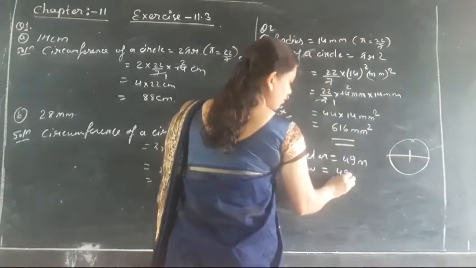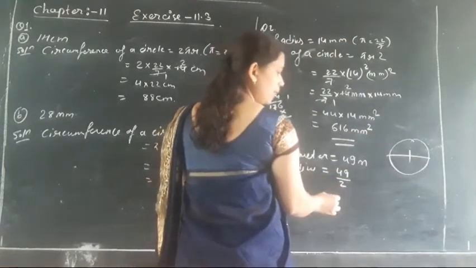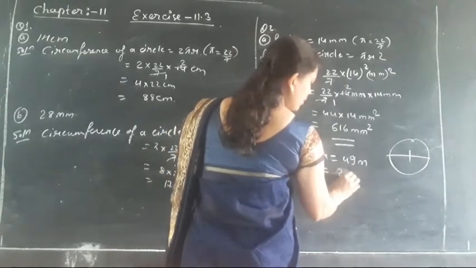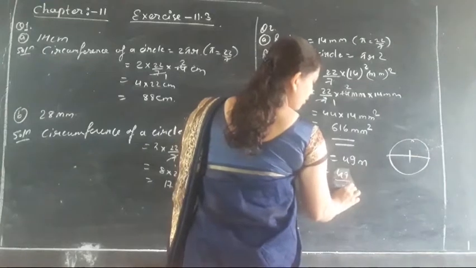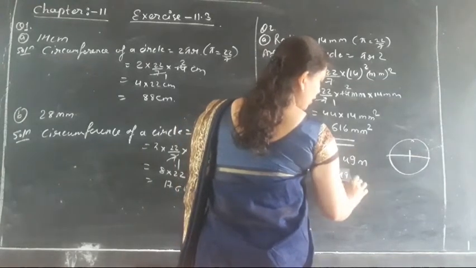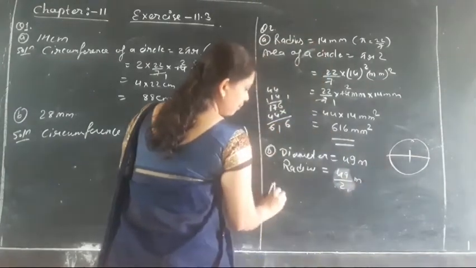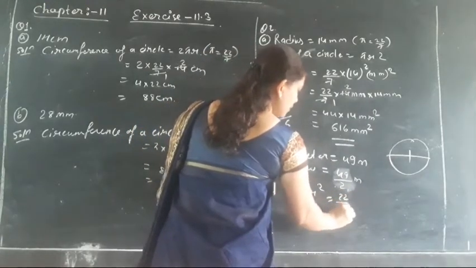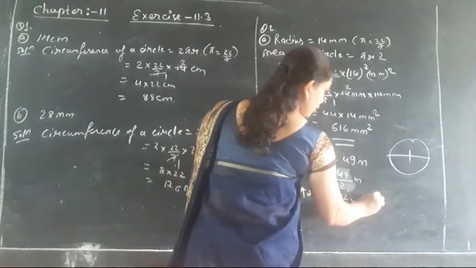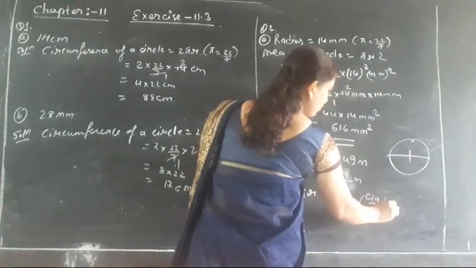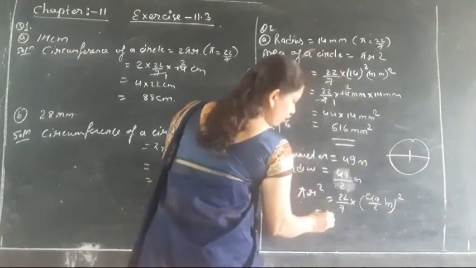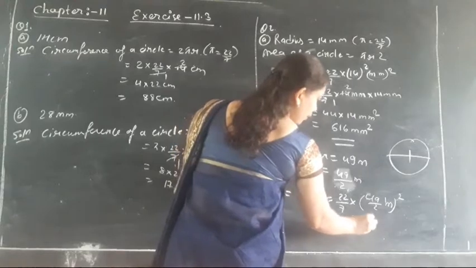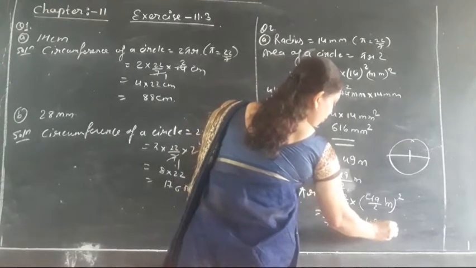In order to find it, divide by 2. Here we will take the complete value because it is 49, so we take it as 49 upon 2, because it will come in decimal. Area of circle is pi r square, so pi value is 22/7 and r value is 49 upon 2 meter, the whole square. So it can be written as 22/7 into 49 upon 2 into 49 upon 2 meter square.